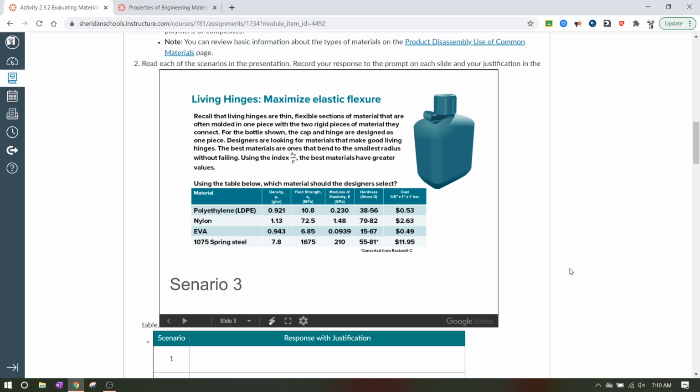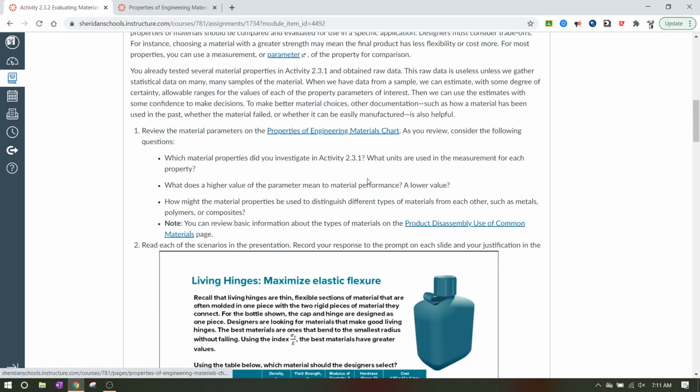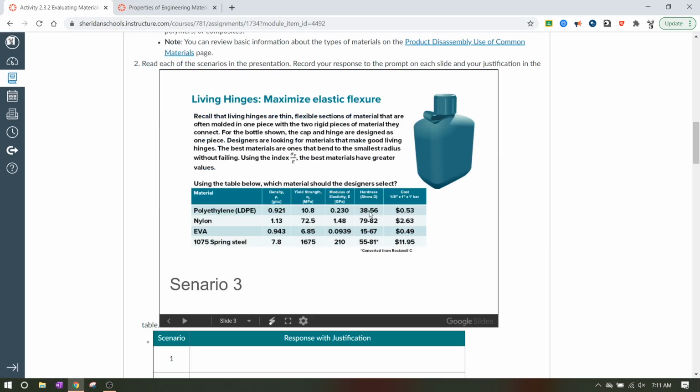Designers are looking for materials that make good living hinges. The best materials are the ones that bend to the smallest radius without failing. Using the index sigma y over E, the best materials have greater values. So you see this sigma y over E, these are two parameters that get used. And if you don't remember what they are, you can go back up into the properties of engineering materials chart and click on it and see what those actually are. Here is capital E, the modulus of elasticity. And sigma y is right here. This is the yield strength.